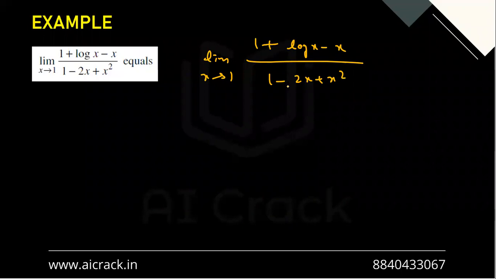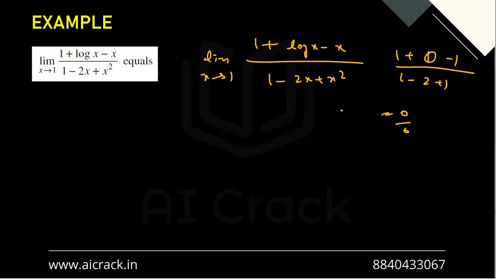Before that, the first habit you should develop is checking the form. As soon as you get the question, you see the equation, you have to check the form. So here x is approaching 1, so we'll get 1 + log 1, which is nothing but 0, minus 1, divided by 1 - 2 + 1. So that is 0 by 0. We can see that this is a 0 by 0 form before applying L'Hopital.